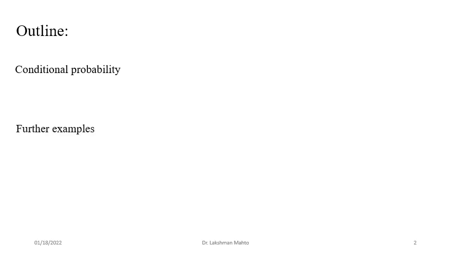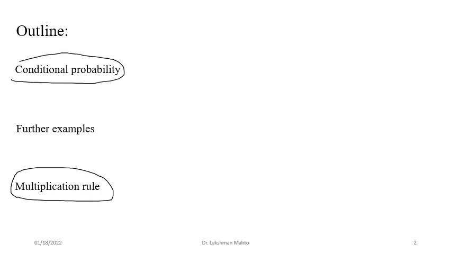Coming to the outline of today's lecture, first I would like to discuss conditional probability in detail, then I will take a few examples, and if time permits, we will go on to discuss the multiplication rule. It is just another representation of the definition of conditional probability. If you represent it in a different way, you will come up with the multiplication rule, and there are various applications of the multiplication rule, which we will see.